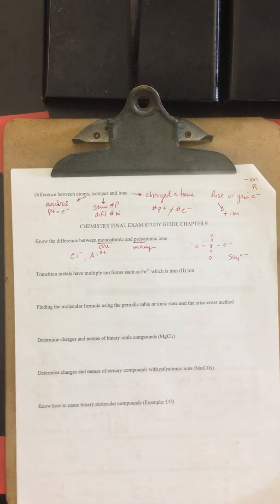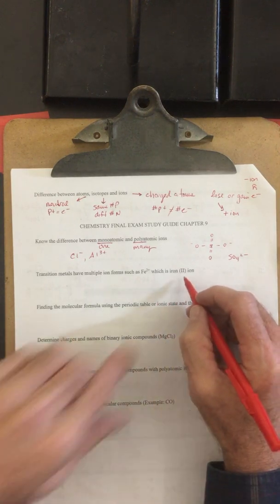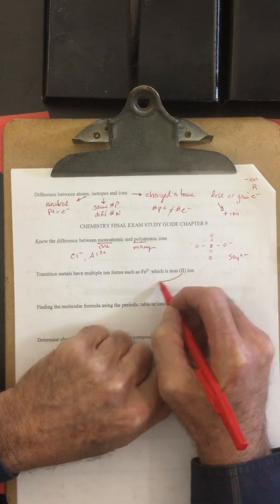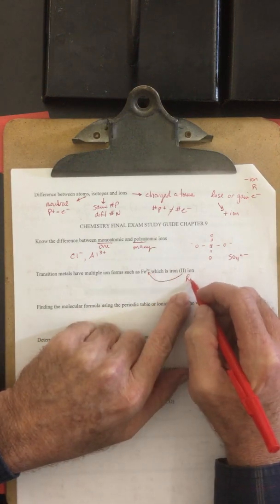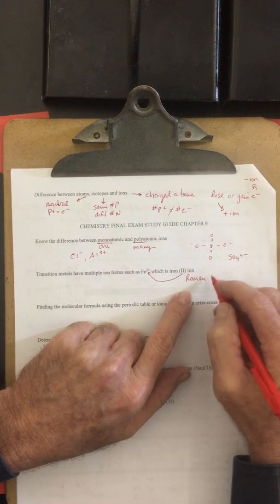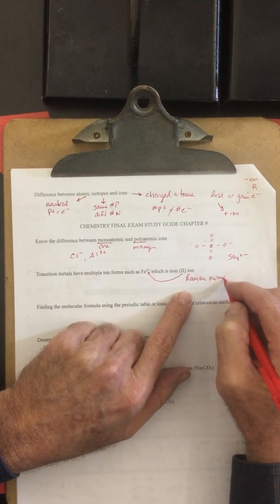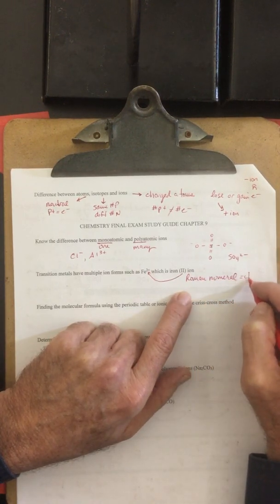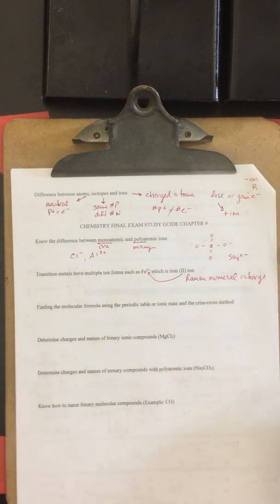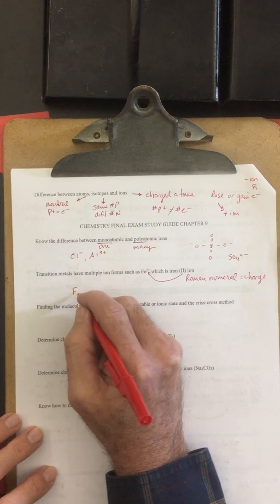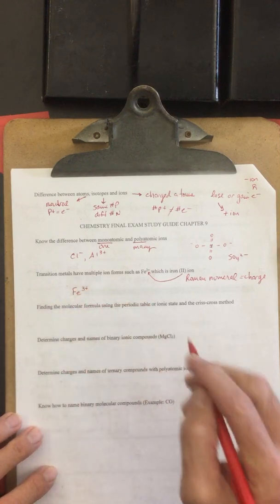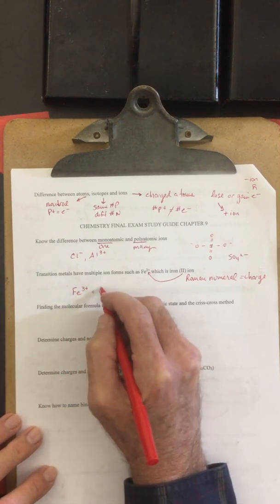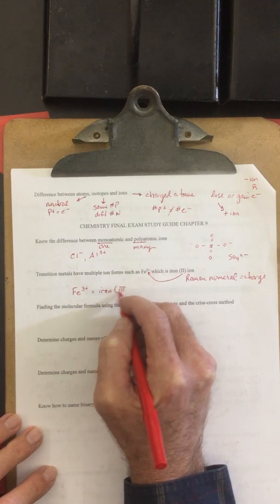Transition metals have multiple ion forms, such as iron 2, and again, we have the Roman numeral that indicates the charge right here. So that Roman numeral 2, the Roman numeral is equal to the charge. So for example, if we had Fe3+, this would then be iron 3.